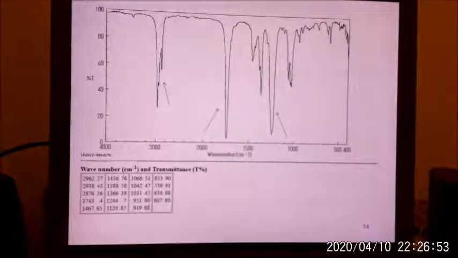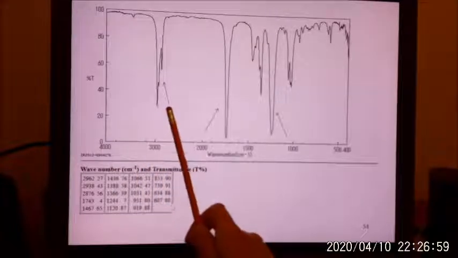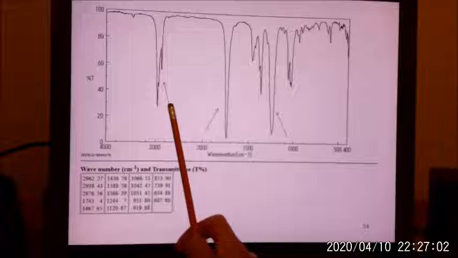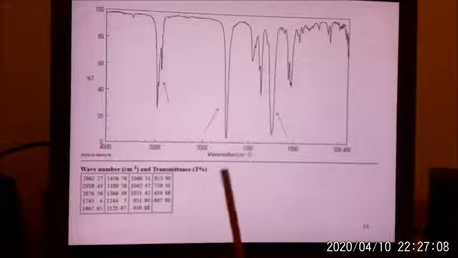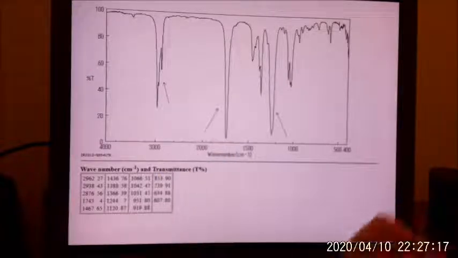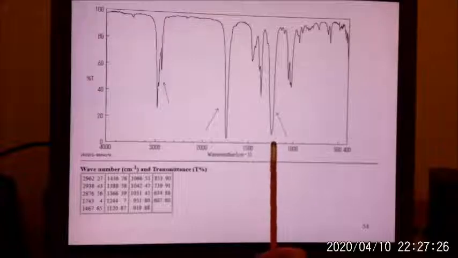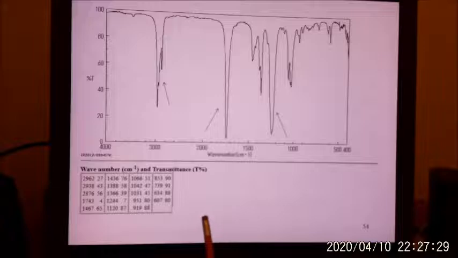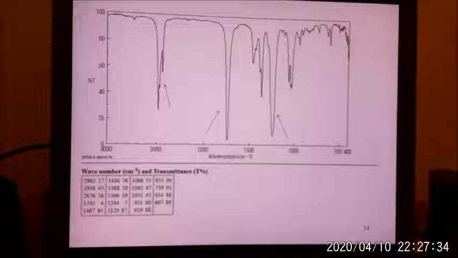All right. What about this guy? Okay. I don't have anything above 3,000. So this is an sp3 carbon hydrogen bond stretch, which means I just have alkyl groups from here, but also notice here at around 1743, I actually have a carbonyl. So I have alkyl groups and a carbonyl, and around 1240, that's a really nice, beautiful, strong stretch. That is most likely a carbon-oxygen stretch.